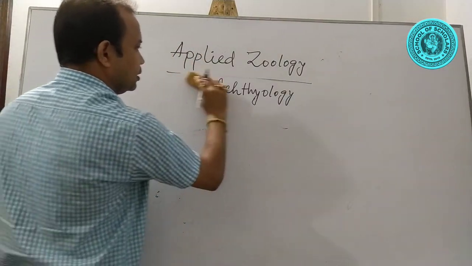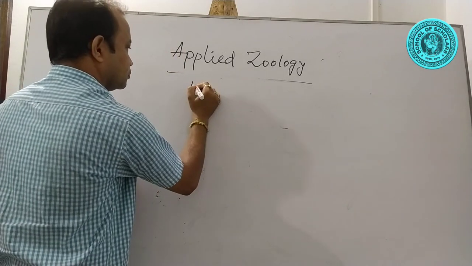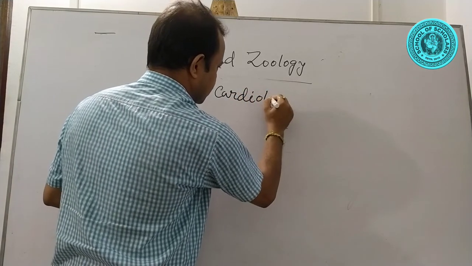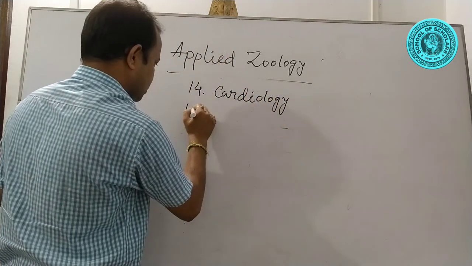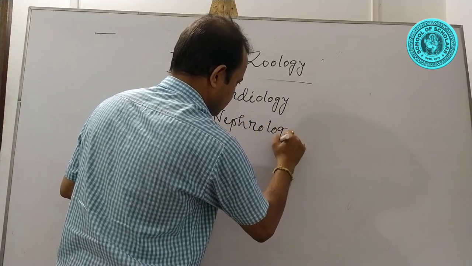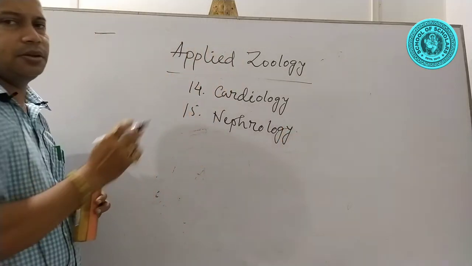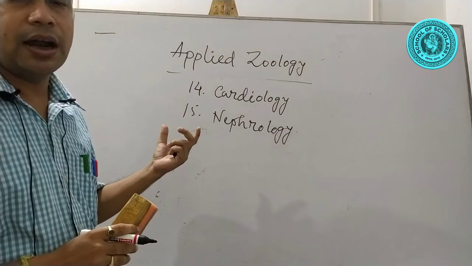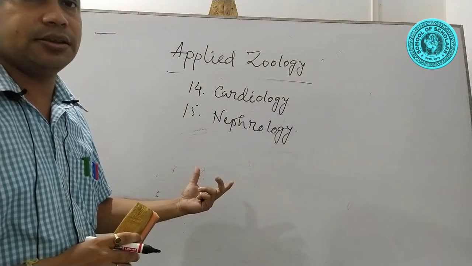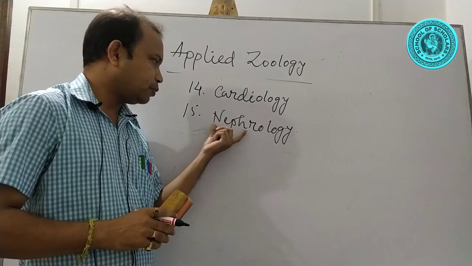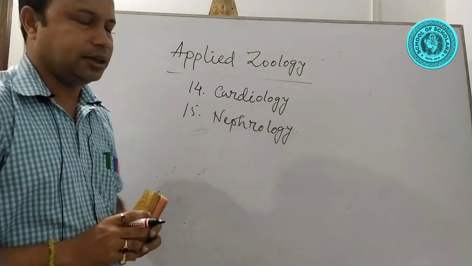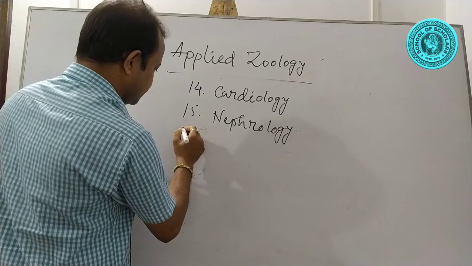There are several other branches. Suppose cardiology. Cardiology means it is the branch which deals with the study of heart and heart diseases. Nephrology, this branch deals with the study of kidney and kidney related disease. The word nephro comes from nephron. Nephron is the structural functional unit of kidney.